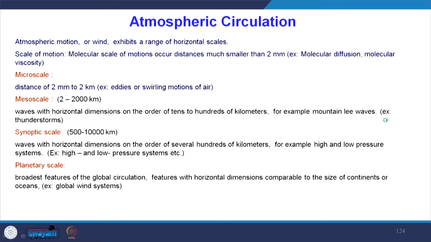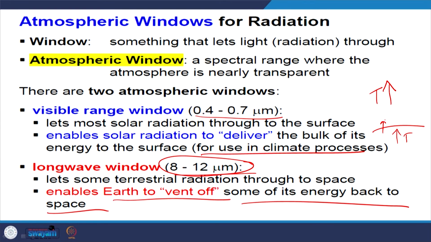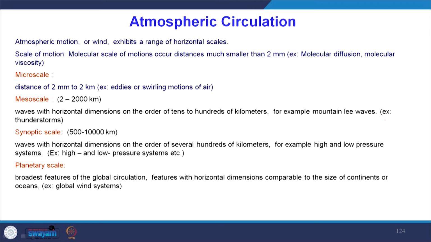Okay. Now, this was something about the atmospheric windows. What is the purpose of these windows? How do these windows contribute to the formation of weather or climate, things like that? Okay. Now we talk about another very important aspect of the atmosphere, though we will not cover it in a very detailed way, only with a small introduction. We call it atmospheric circulation.